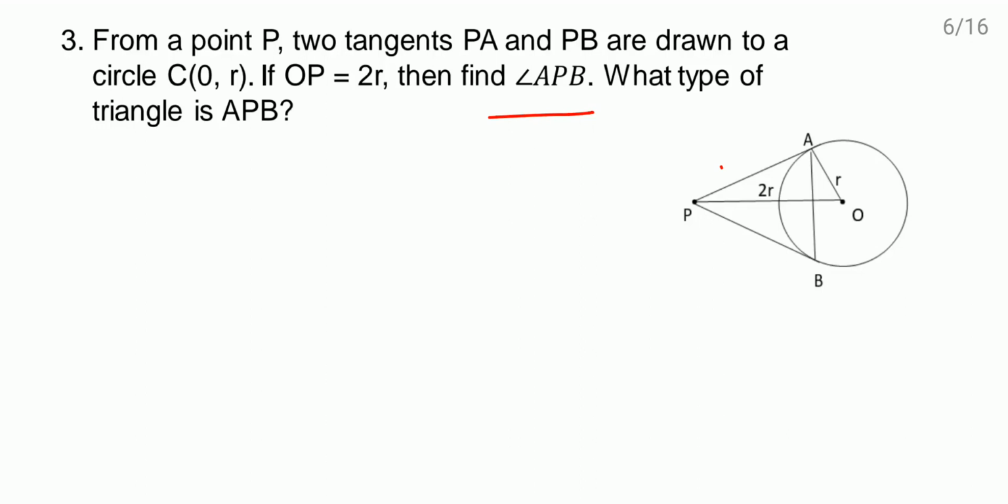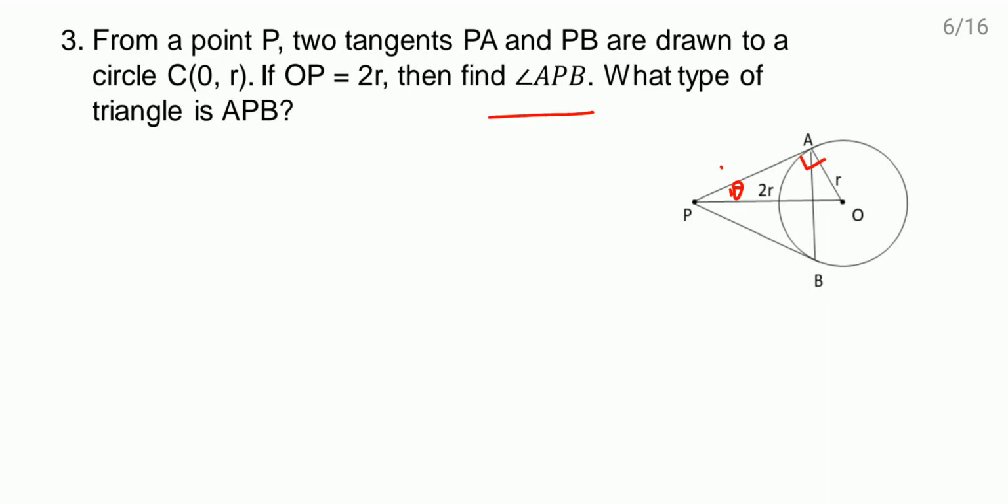What type of triangle is APB? That also they have asked. Look at the triangle here, APB. Okay, so what will we do here? We don't know this angle. This angle I'll call theta. Now here I'll write down. Achha, one more thing you can see here. This angle is also 90 degree. Right? Radius is perpendicular to the tangent, or you can say tangent is perpendicular to the radius.